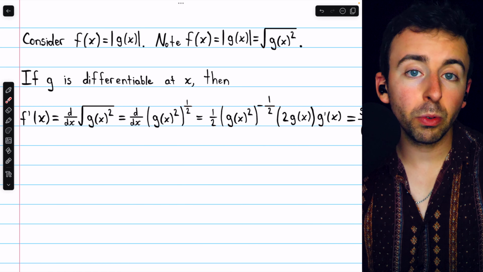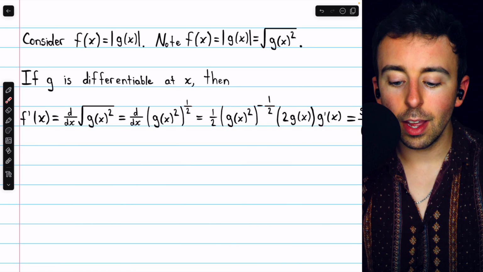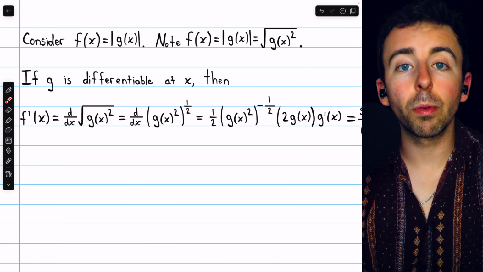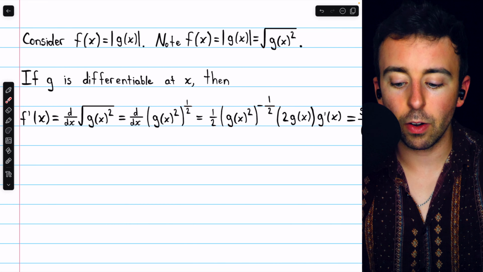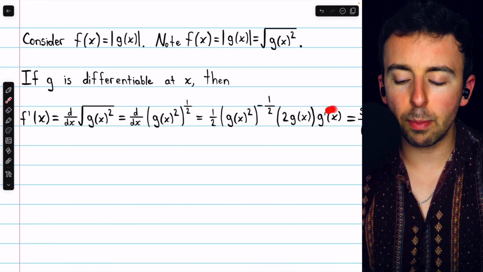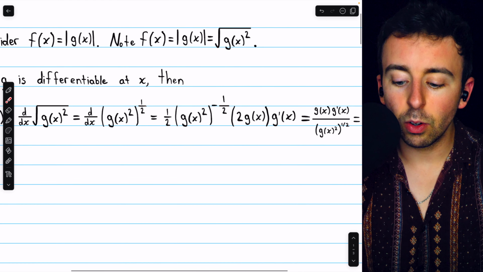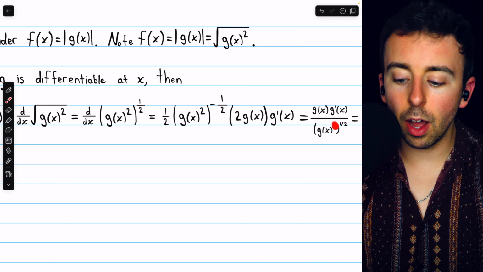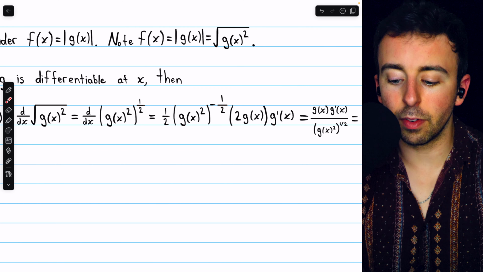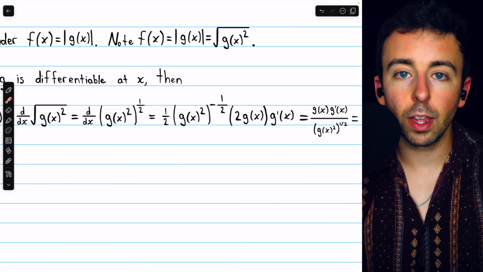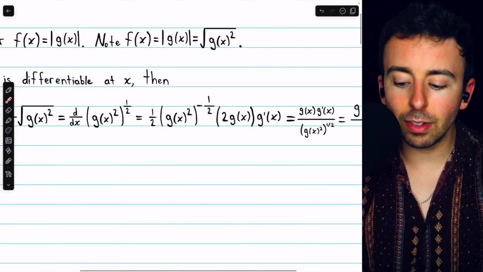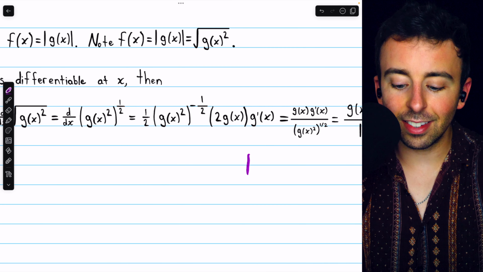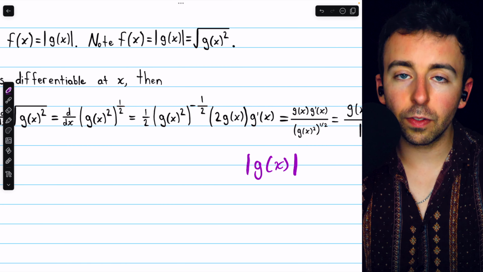1/2 times 2, those will cancel out. 1/2 times 2 is 1. But then notice g of x squared has a negative power, so we can make that power positive by putting this in the denominator. We'll still have g of x and g prime of x in the numerator. Hence, we get g of x times g prime of x all over g of x squared to the positive 1/2. That power's positive now because we've moved it to the denominator. But a power of 1/2 is the same as a square root, and we know that the square root of g of x squared is the same as the absolute value of g of x.